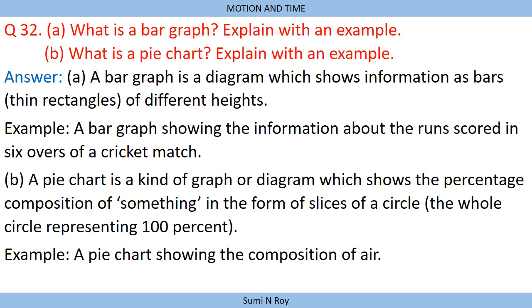So all these things we can represent on a bar graph. The next question is, what is a pie chart? Explain with an example. A pie chart is a kind of graph or diagram which shows the percentage composition of something in the form of slices of a circle, the whole circle representing 100%. A pie chart showing the composition of air is an example where you can use a pie chart.